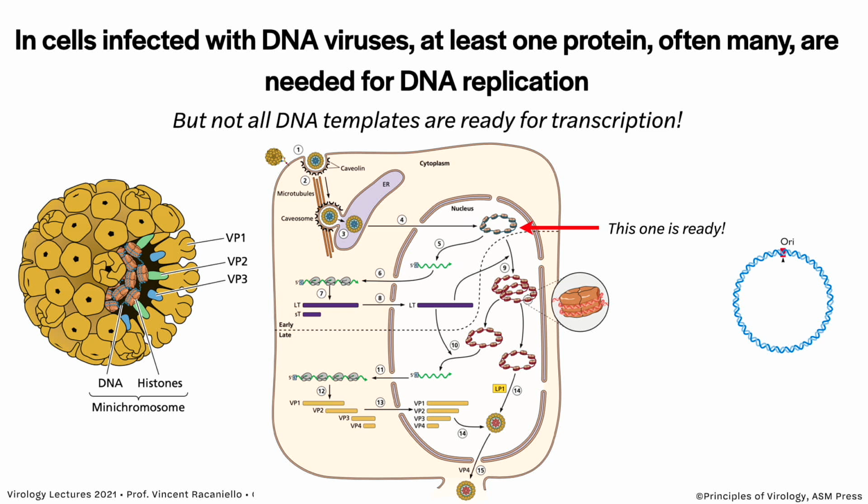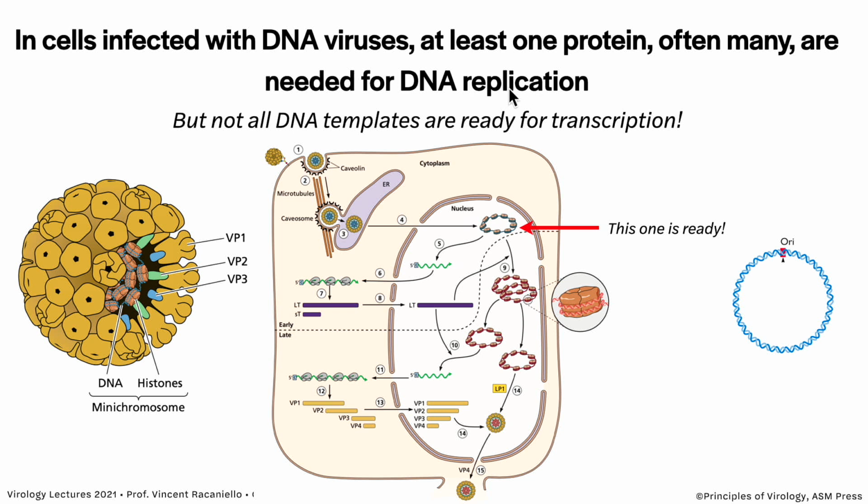Now, this is one of these important factoids that you need to remember: double-stranded DNA is the only DNA that you can make messenger RNA from. In cells infected with DNA viruses, you need at least one protein and often many proteins to get DNA replication, right? A DNA virus comes in the cell. Eventually, it's got to make more genomes, so it has to do DNA replication. But no virus can do that without making at least one protein.